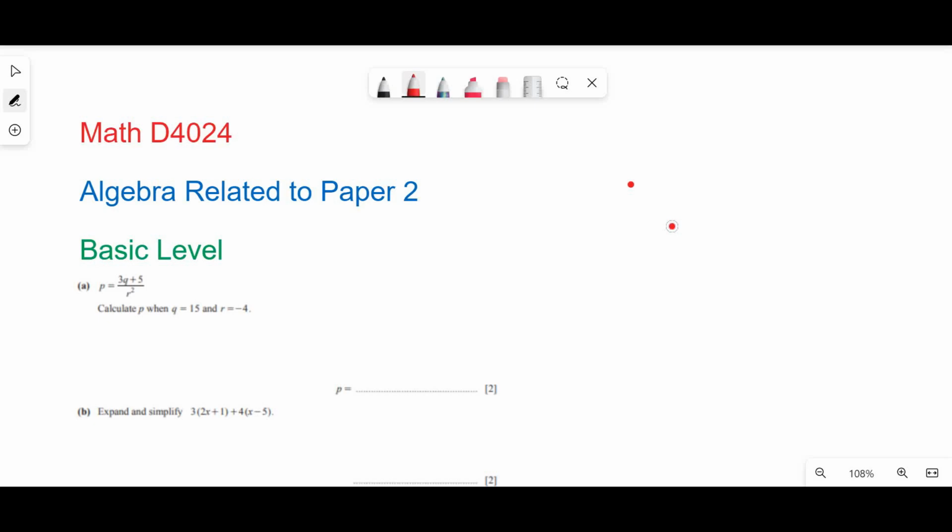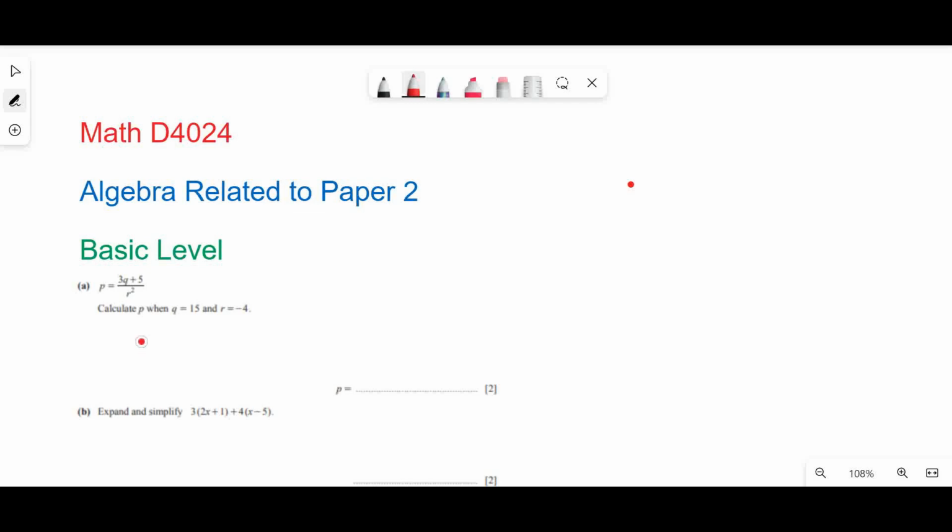Hello everyone. Today we are going to discuss the algebra related to paper 2, and we will discuss the basic level, intermediate level and advanced level questions. Now this is the first question: p is equal to (3q plus 5) whole divided by r square. Now calculate p when q is 15 and r is equal to minus 4.